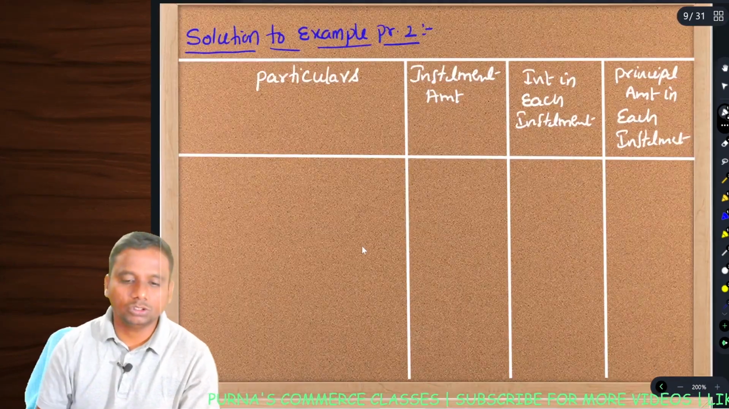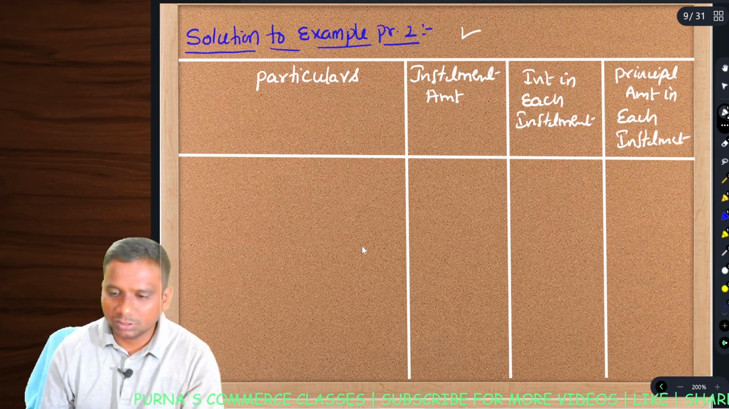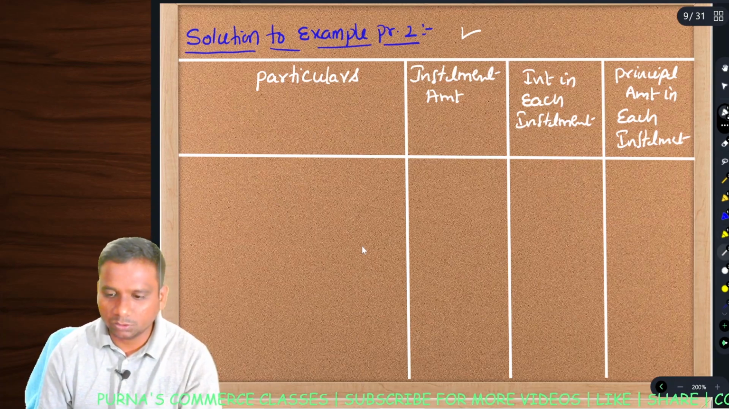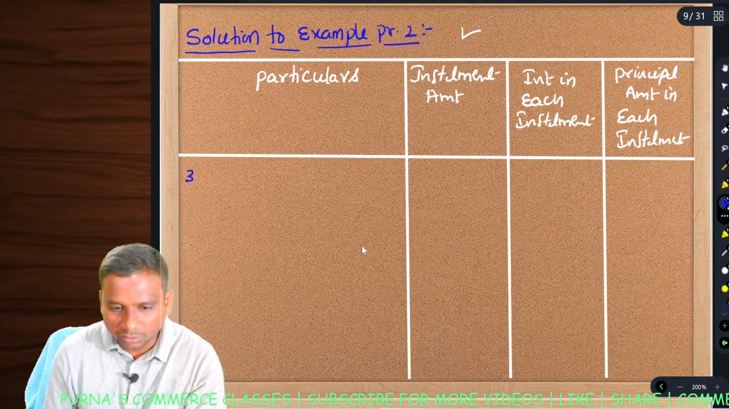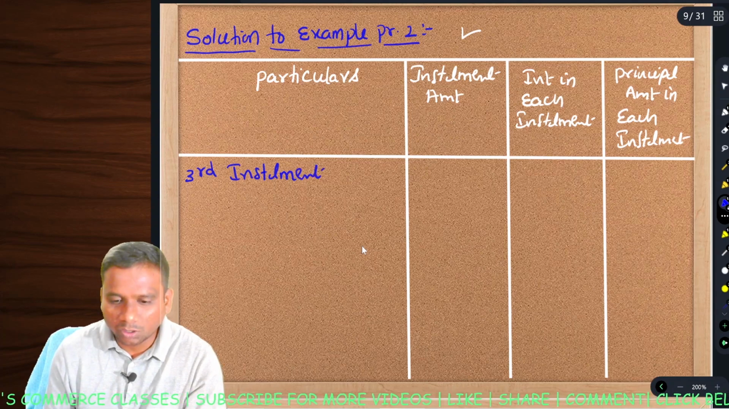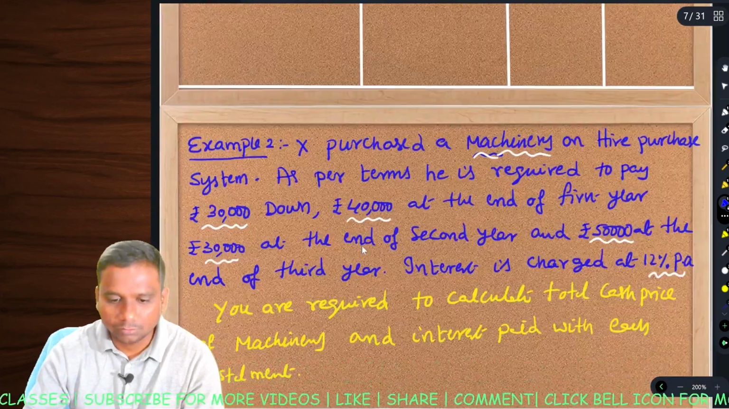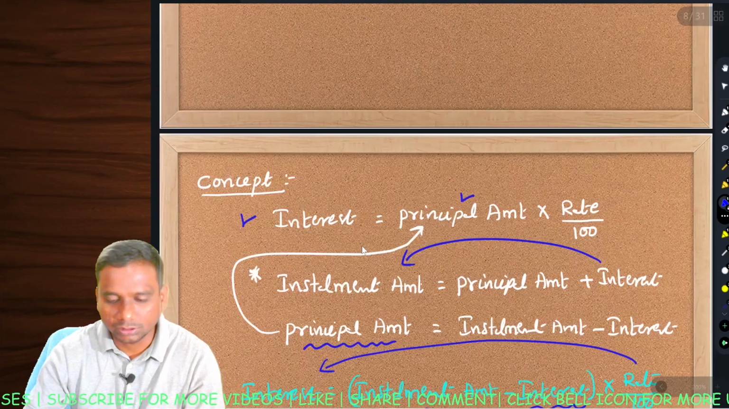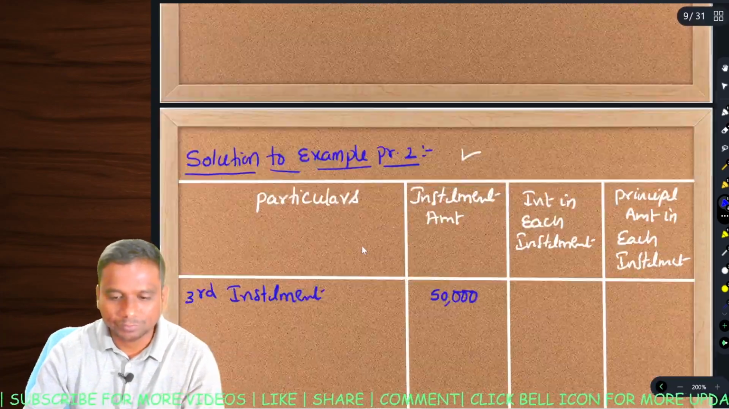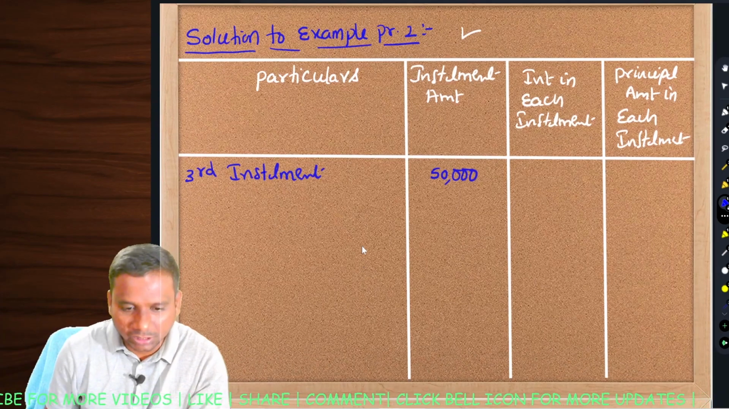Here, solution to example 2, take the same format. First, take the last installment. Last installment means only the third installment, right? Start with the third installment. What is the third installment amount? 50,000. Look at once: 50,000, 30,000, 40,000. Fine. Now this installment includes interest, so deduct that interest.